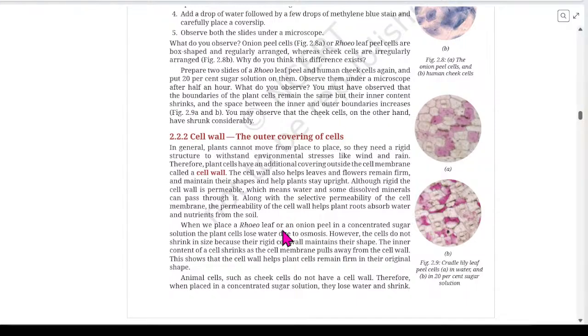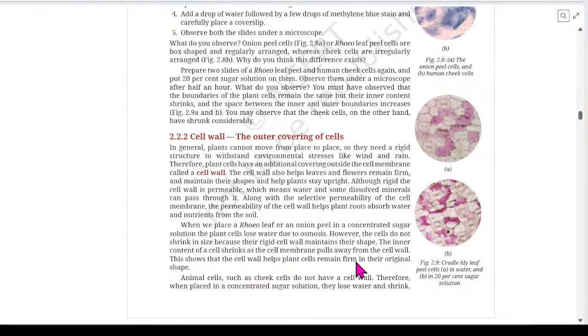When we place a Rhoeo leaf or an onion peel in a concentrated sugar solution, the plant cells lose water due to osmosis. However, the cells do not shrink in size because their rigid cell wall maintains their shape. The inner content of a cell shrinks as the cell membrane pulls away from the cell wall. This shows that the cell wall helps plant cells remain firm in their original shape.